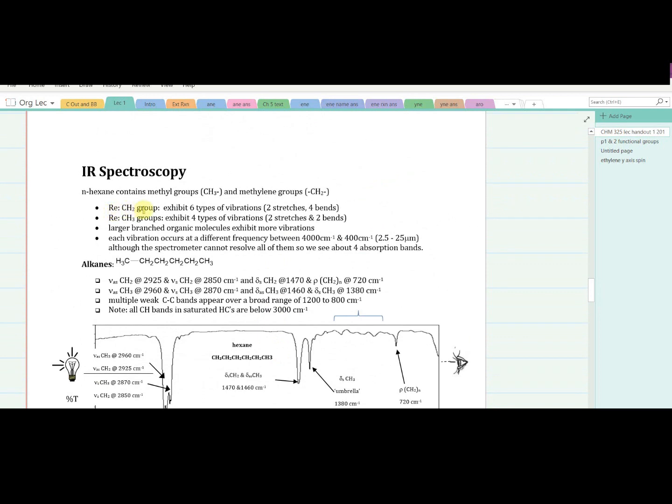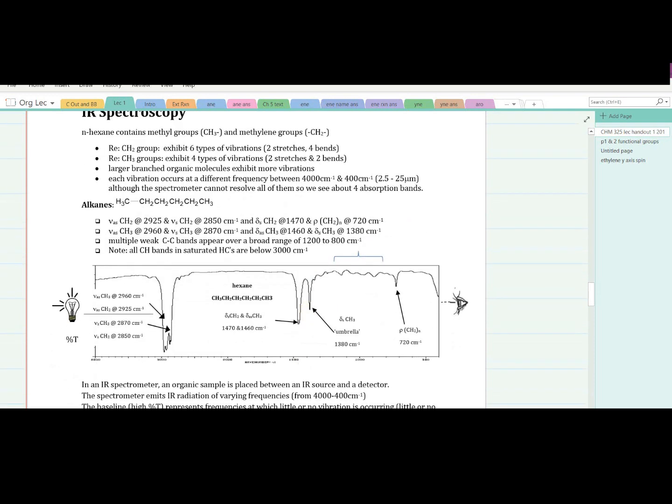The methylene groups, as we saw in the video clips, exhibit 6 types of vibrations, 2 stretches and 4 bends. The methyl groups exhibit their own absorptions, 4 types of vibrations, 2 stretches and 2 bends. Larger branched organic molecules exhibit more vibrations, and each vibration occurs at a different frequency, somewhere between 4,000 and 400 wave numbers. Now, the spectrometer cannot necessarily resolve all of them, so we see about 4 absorption bands. Furthermore, some of them are weak and difficult to interpret.